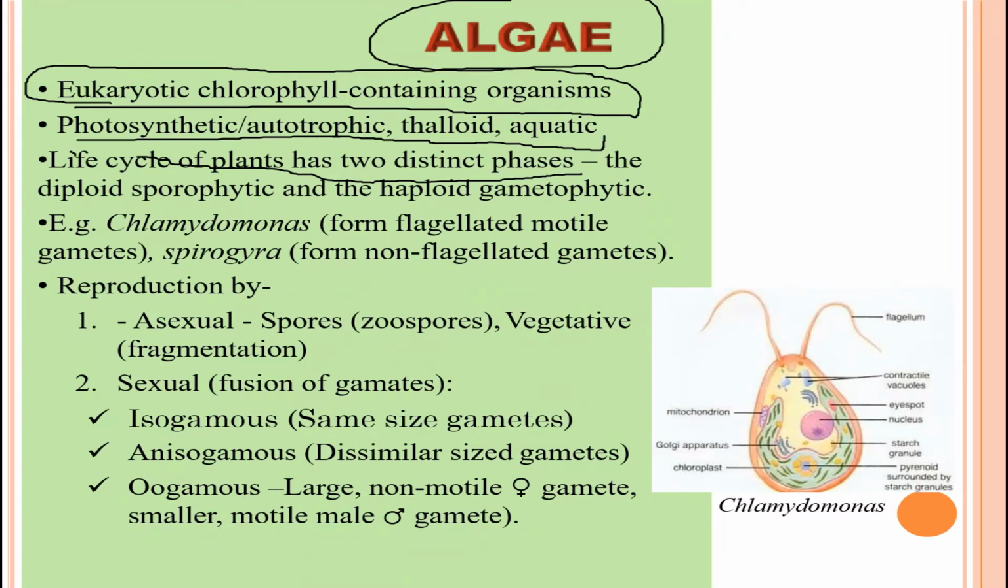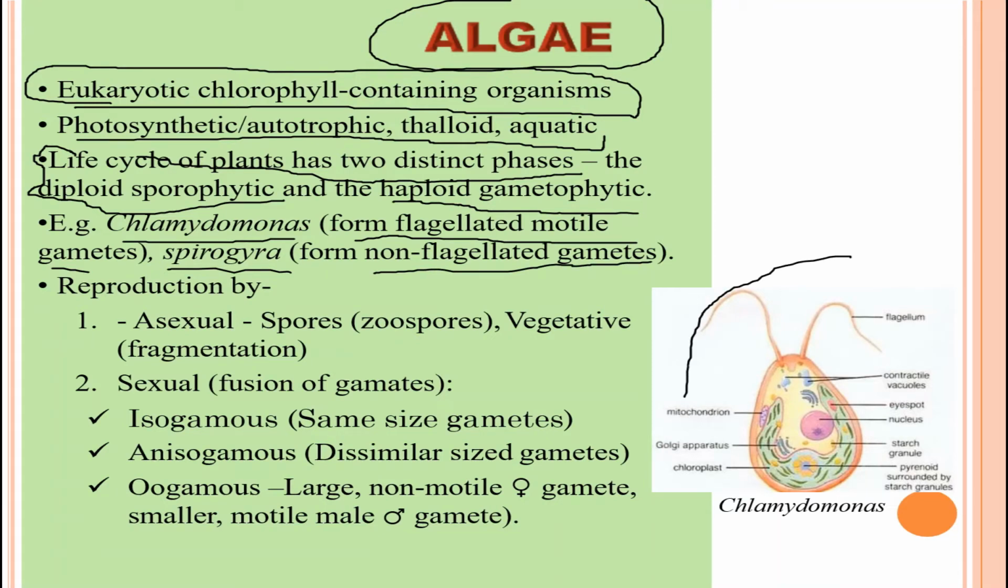So this is a point that you might remember about algae. These have two distinct phases of life cycle in them, which are diploid sporophytic and haploid gametophytic. Also, some of the examples under algae are Chlamydomonas, which forms flagellated motile gametes, and Spirogyra, which forms non-flagellated gametes. So these are the examples of the two.